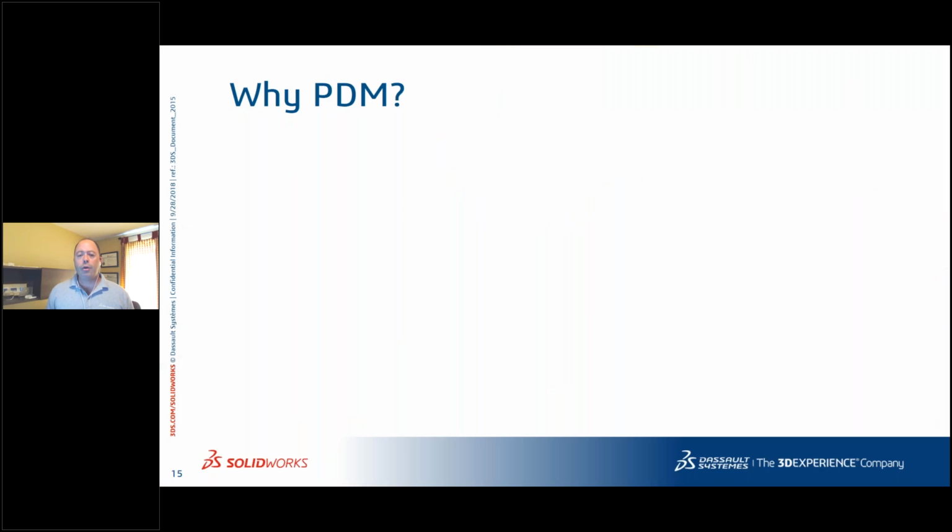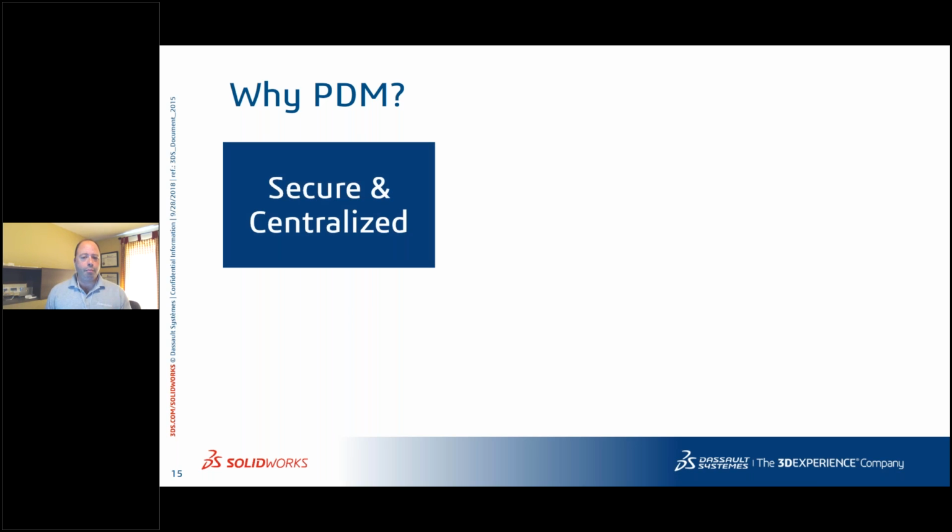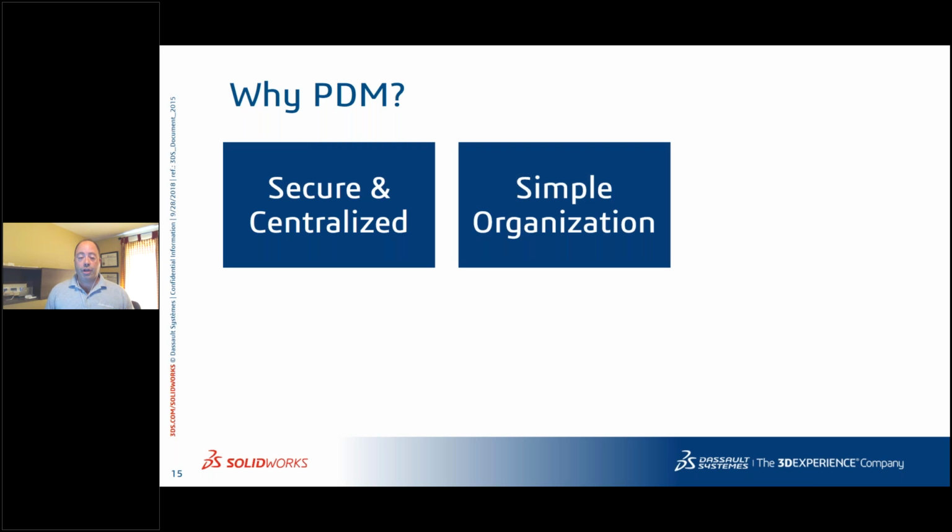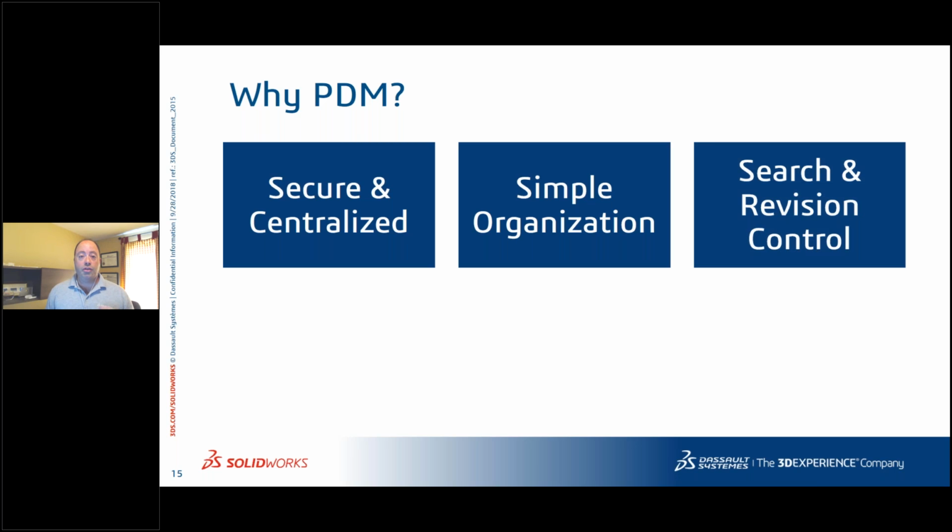Now, how can we fix some of those issues with PDM? So I'm going to cover six functionalities, let's say, that talk about how we can control all that information. First, we're going to take a look at PDM and see how we can centralize and secure the data. We're going to talk about simple organization. We're going to see how we can use the search capabilities within PDM, much more advanced than Windows, and also how we can control revisions.